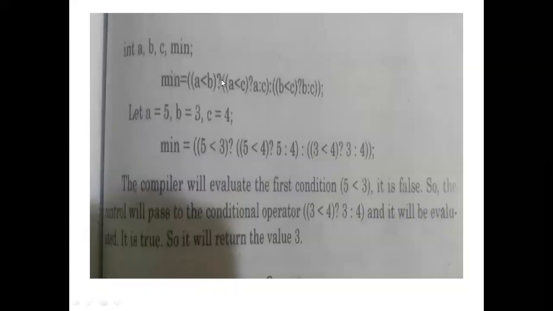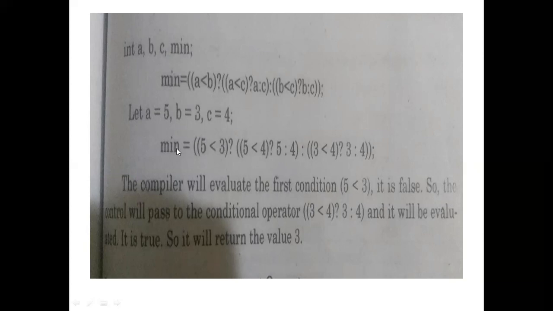Next is a nested conditional operator. Integer a, b, c, minimum equal to, it is written nestedly, ternary operators are used. Here the first inner parenthesis will be evaluated first. 3 is less than 4, it is true, so this expression returns 3. And 5 is less than 4, it is false, so this expression returns 4 and this expression returns 3. And 5 is less than 3, it is false. So 3 will be assigned to the minimum value.